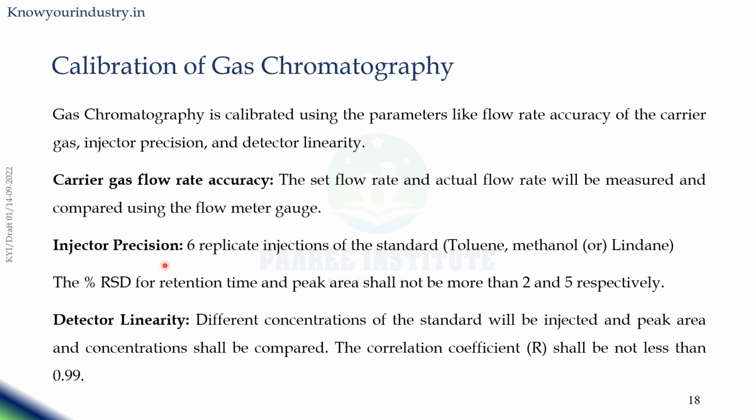Then the injector precision is calibrated using 6 replicate injections of a standard like toluene, methanol, or undecane. The percentage RSD, relative standard deviation, of the retention time and peak area shall not be more than 2 and 5 respectively. Then for detector linearity, different concentrations of the standard will be injected and the peak area and concentration shall be compared. The correlation coefficient R value shall not be less than 0.99.